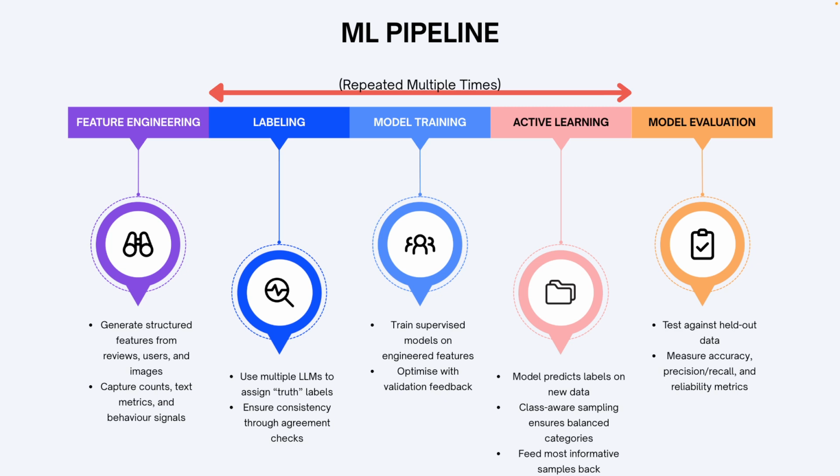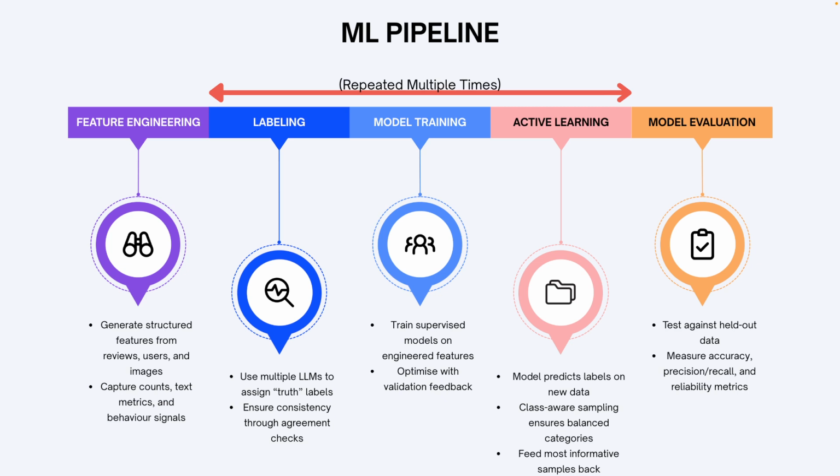Starting with feature engineering, we generate structured features from reviews, users, and images, which captures counts, text metrics, and behavioral signals. We then move towards labeling, where we use multiple LLMs to assign truth labels to ensure consistency across our agreement checks. Next, we move to model training, where we train our model on engineered features and optimize with validation feedback.